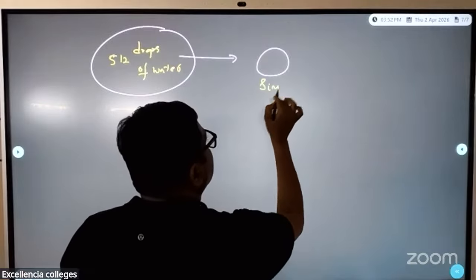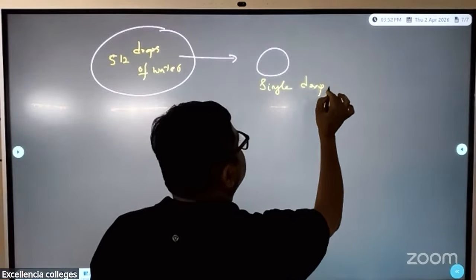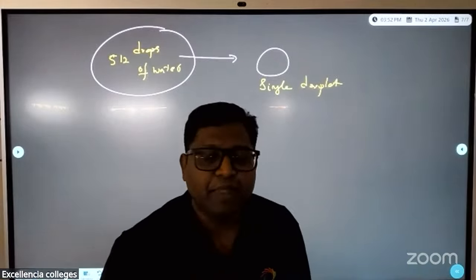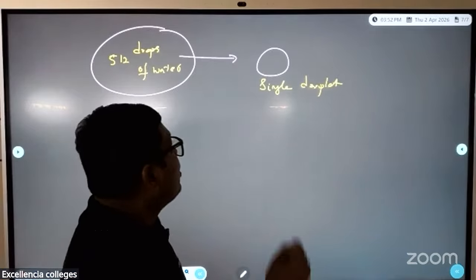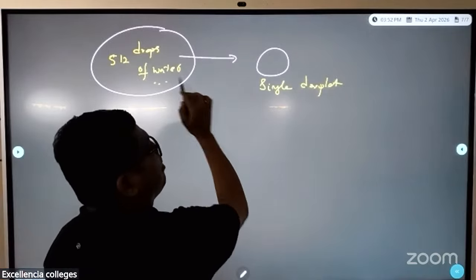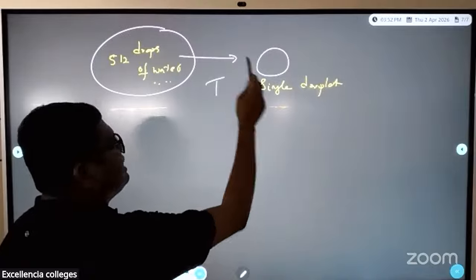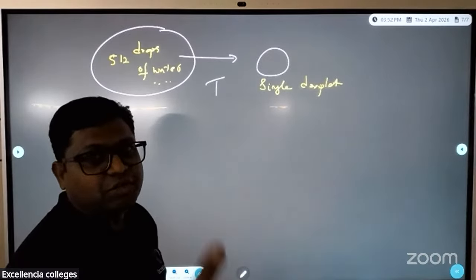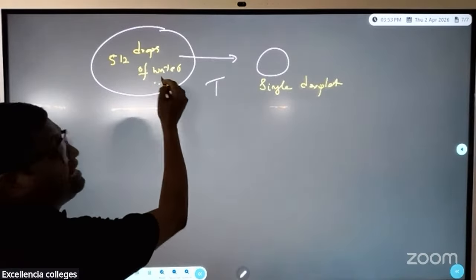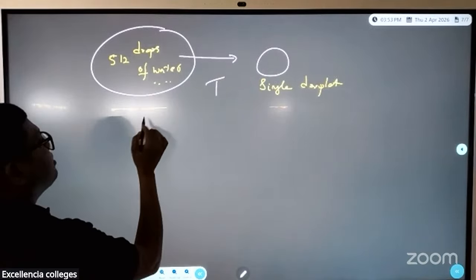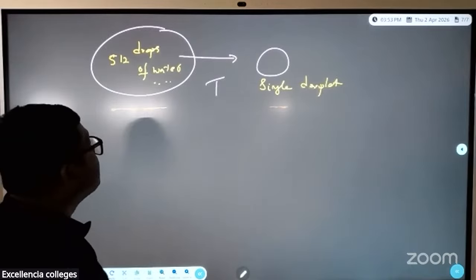Look at a single droplet. You have to get the difference of the energy when this large number of droplets convert into a single droplet. Assume T is the surface tension. We know that a large number of identical droplets are combining into a single drop. If you write the volume, the total mass is conserved.